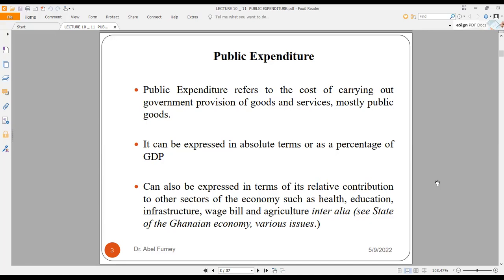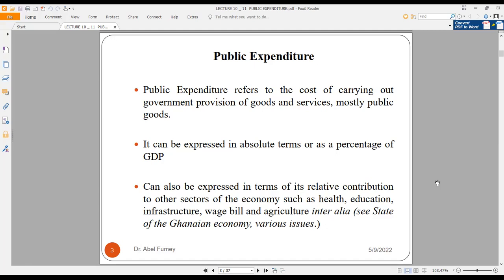Okay, so this expenditure can be stated in absolute terms. For example, it can be said that maybe in the year 2021 public expenditure was maybe 2,000 Ghana cedis, or it can also be stated as a percentage of GDP. So maybe out of our GDP, our total expenditure is taking up like maybe 25% of our GDP. So these are the main ways that public expenditure can be expressed or stated.